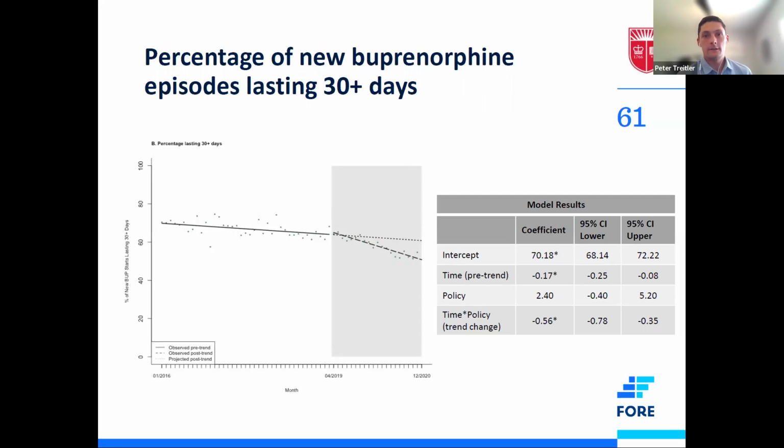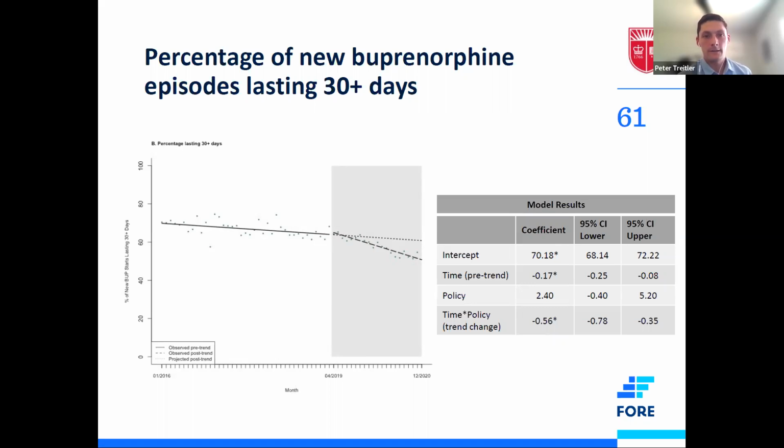Next slide. And then as a measure of retention, we also looked at the percentage of new buprenorphine episodes in each of these months that was lasting 30 or more days. And we used 30 days instead of the standard 180 days because we didn't have enough of a follow-up period to track that measure for a long enough period of time. But as you can see, there was actually a declining trend in retention. Before the policies went into effect, it was declining at a relatively low rate. But then after the policies went into effect, that rate accelerated.